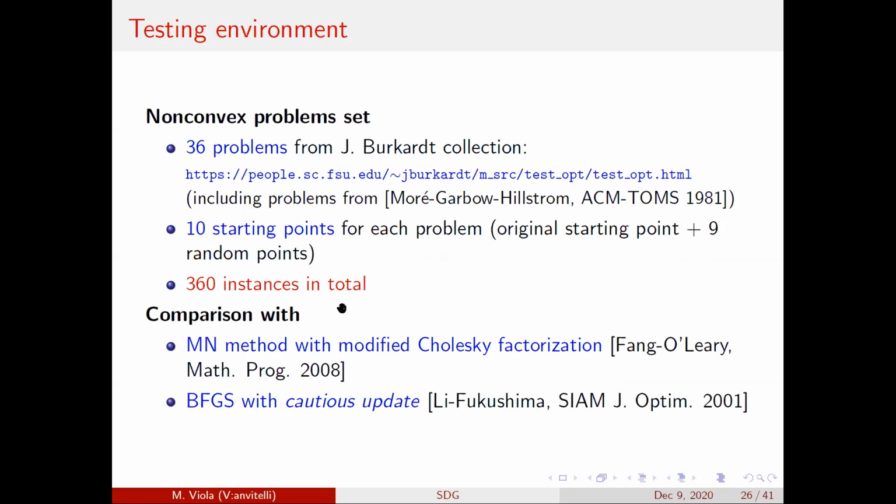And we will compare the Newton version and BFGS version of our method, respectively, with the modified Newton with Cholesky factorization from Fang and O'Leary, and the CBFGS, so the BFGS with cautious update of Li and Fukushima that I introduced before.